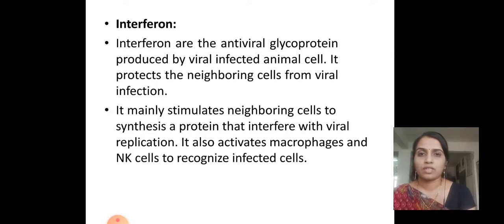So when these interferons find the viral bodies around them, they synthesize a kind of signal for the neighboring cell to get alert and synthesize the protein which will be responsible for interfering with the functioning of the virus. So they stimulate the neighboring cell to synthesize protein that interferes with viral replication. It also activates macrophages and natural killer cells to recognize infected cells.